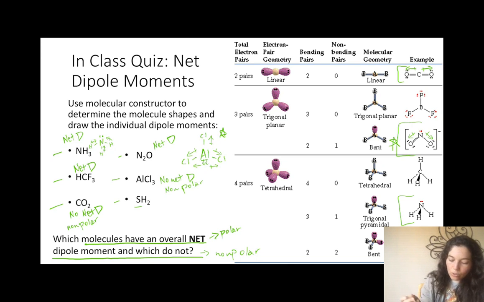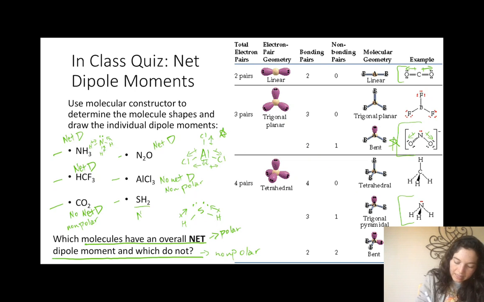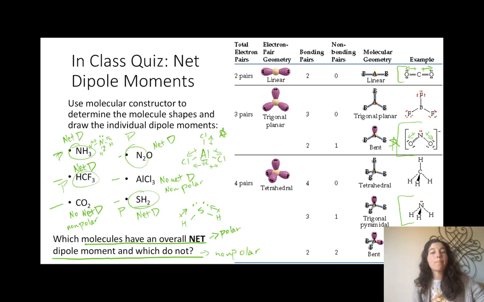Let's take a look at SH2. SH2 is very similar to water. So it's got the sulfur here with two lone pairs, and two hydrogens. And just like water, the sulfur pulls electrons to it. It's more electronegative than our hydrogen. You see that the arrows are pointing up. There's nothing pointing down to cancel them out. So this is definitely polar. It has a net dipole. Okay. So this one is polar, polar, polar, and polar. And then the other two are nonpolar based on your structures.